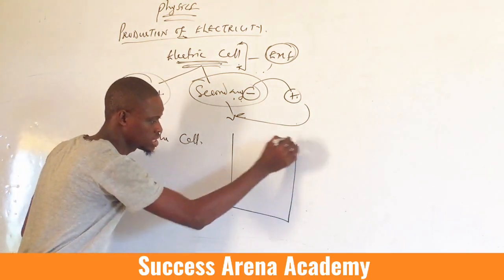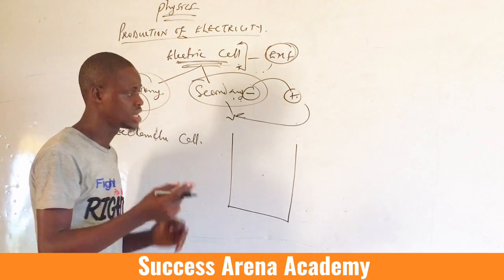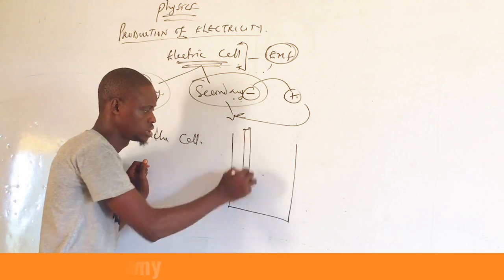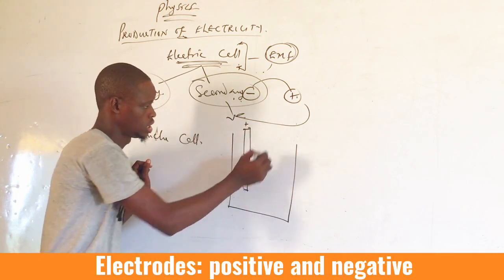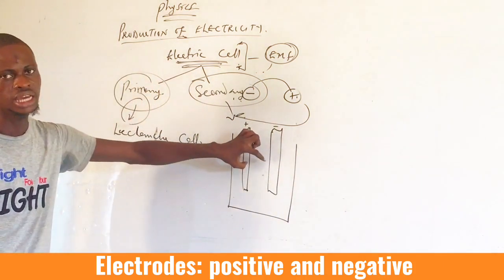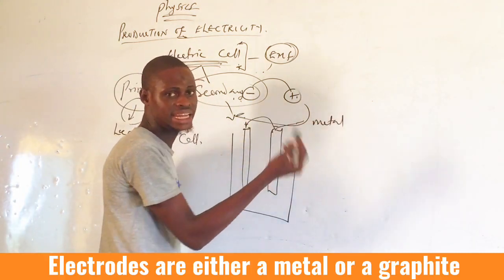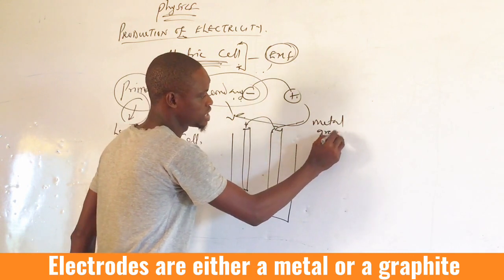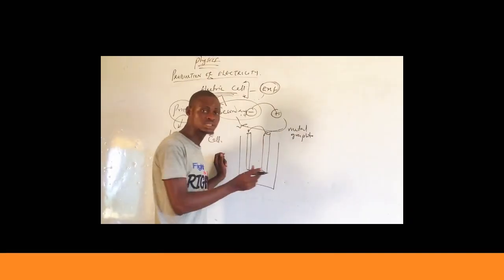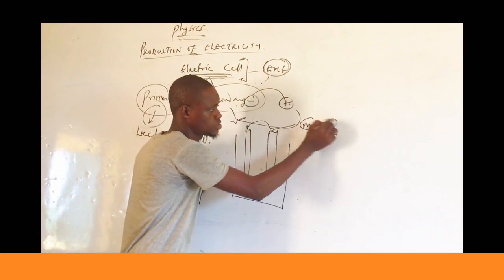So it consists of two electrodes and one electrolyte. In the cell, we have the positive electrode and we also have the negative electrode. Electrodes are majorly found as either a metal or graphite. Now, graphite is the only form of carbon that can be used as an electrode. The rest that can be used as electrodes are metals.